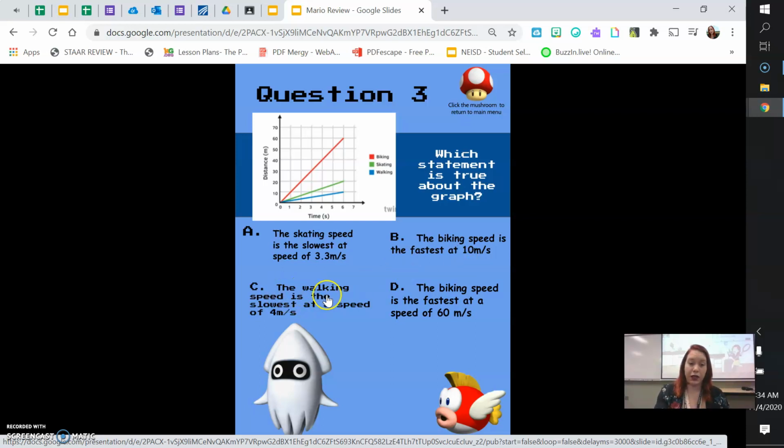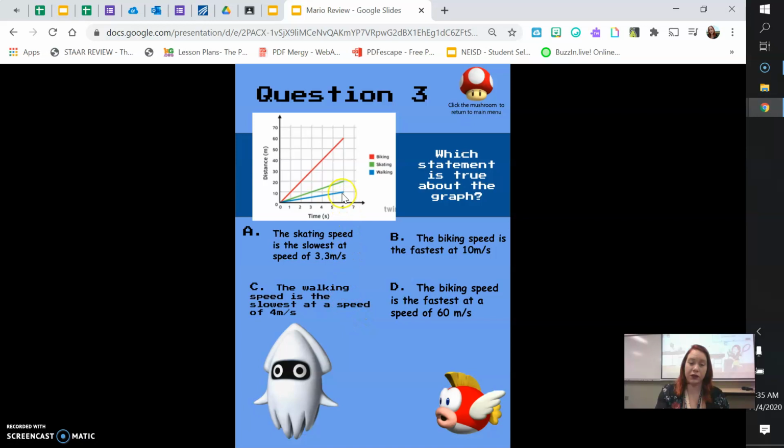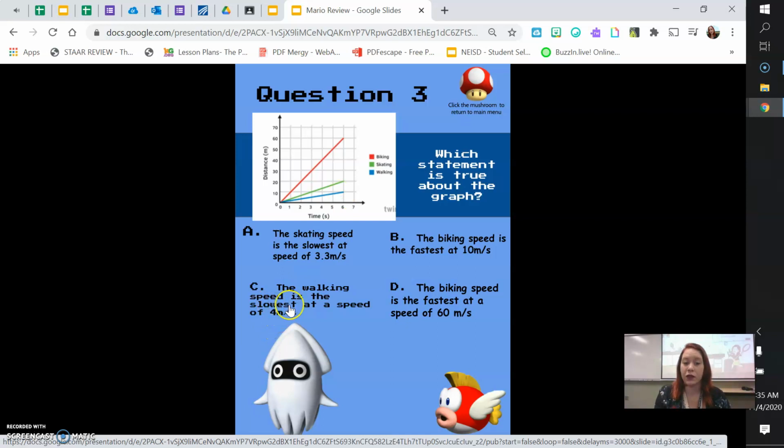Number C says walking is the slowest at 4 meters per second. So you need to do the calculation. What is the distance of walking? What is the time for walking? Take your distance divided by your time. Will that give you 4 meters per second? And is that the slowest speed?